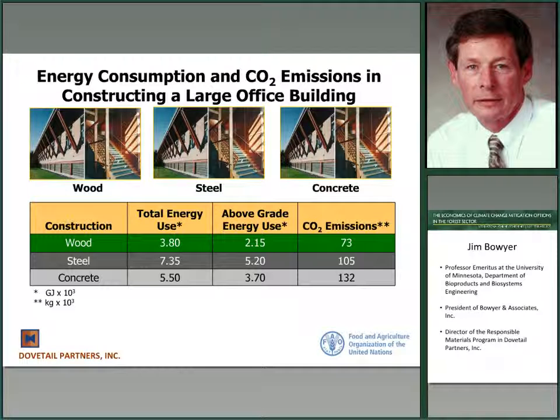If you go to the center column, above grade energy use, that's the most important one because all of these buildings are on a concrete foundation. So if you factor that out and look at it, now the next lowest alternative, concrete, uses 70% more energy. The steel construction about 2.5 times as much energy. Finally, if you look at relative CO2 emissions, notice that the order of things now is reversed. The concrete building is the poorer performer, again with significantly higher, actually 81% higher CO2 emissions than wood.